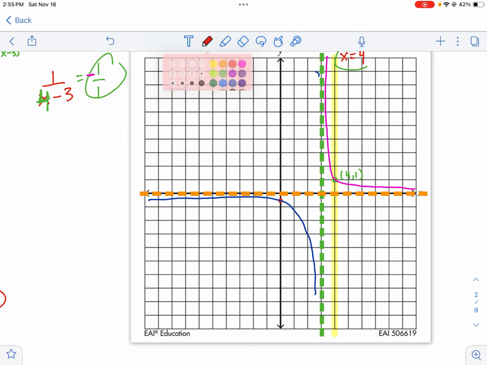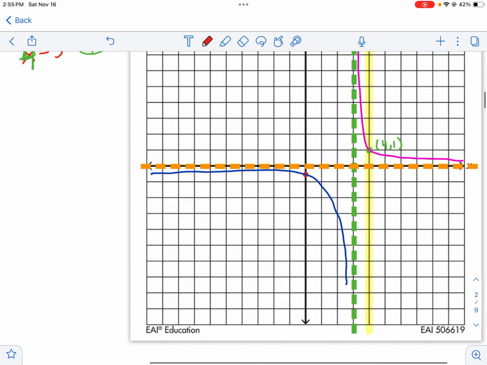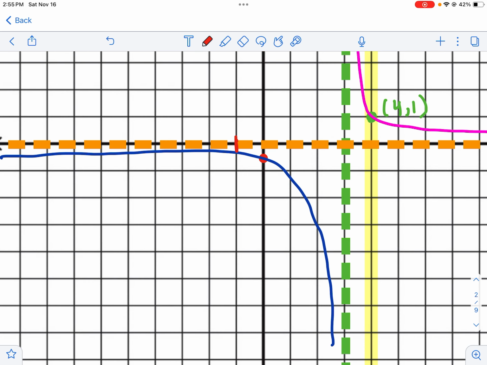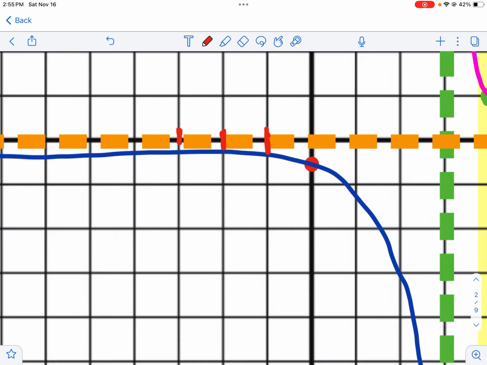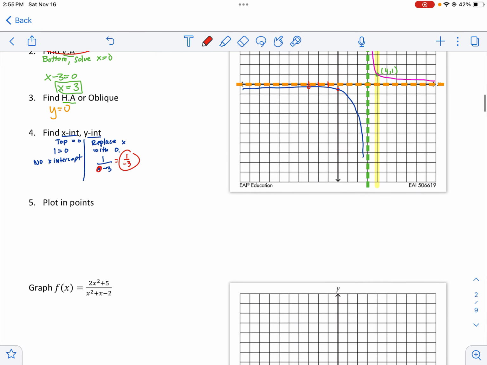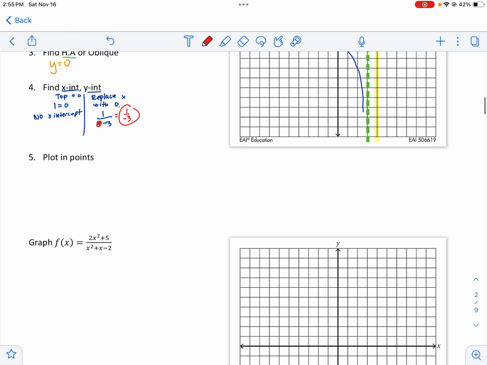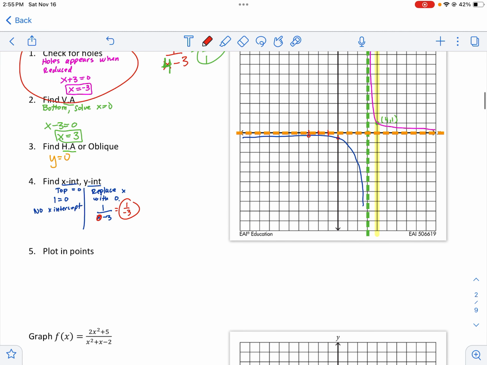Last thing we've got to do. Don't forget about the hole. There's a hole at x equals -3. So here's -1, -2, -3. Then on your graph, on your line, draw a circle. That's a solid circle. That's an open circle. So that's how you graph it. They're all very similar. Factor, can you cross anything out? Horizontal asymptote, vertical asymptote, things like that.